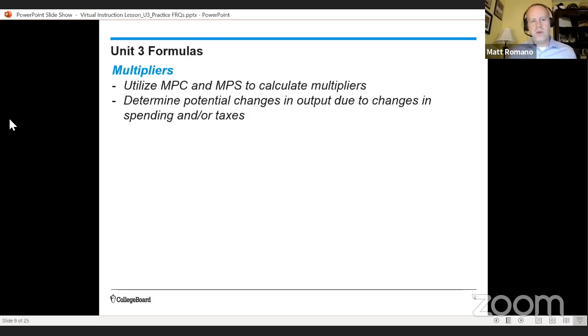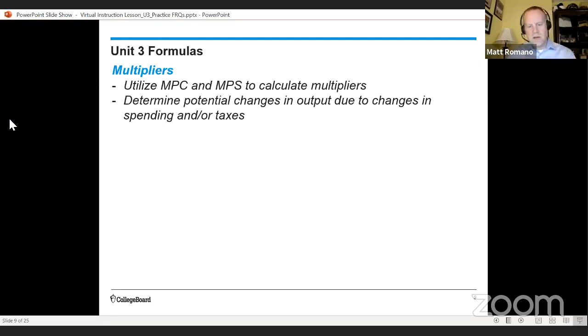Formulas. So we have to know numbers. I already said graphs or pictures. Now we need to know the numbers as well. Multipliers. We did introduce the multiplier effect, and we use the multiplier effect by applying the lessons of MPC and MPS. And we try to determine the potential changes in output that occur due to changes in spending and or taxes.